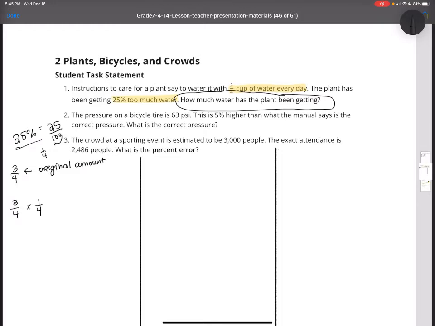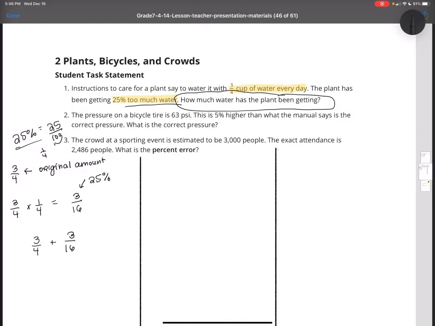So when I do that, I'm going to multiply going straight across, and when I multiply going straight across, I should get 3/16. Okay, 3/16. Now, once I get 3/16, this tells me the 25%. This is the 25%. Okay? So what I want to do is add that to the original amount because it's saying that it's 25% too much. So I have 3/4, which is the amount it's supposed to be getting, plus 3/16.